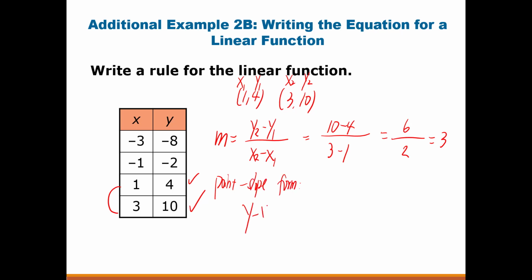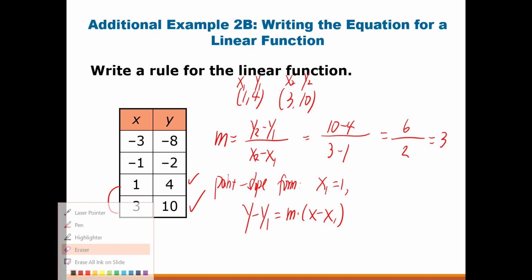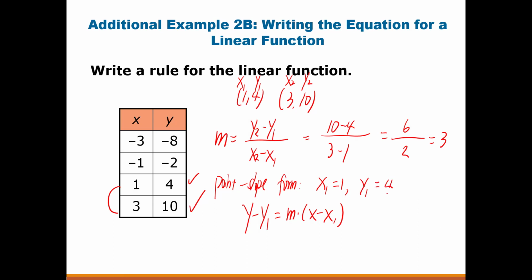Which is y minus y1 equals slope times x minus x1. Now we know x1, y1. x1 is 1, y1 is 4, and slope m is 3. Now replace all those 3 numbers in the point slope form. So y minus 4 equals slope 3 times x minus 1.